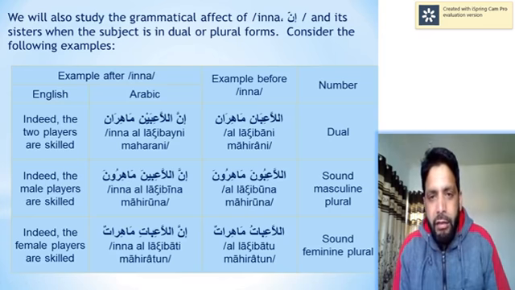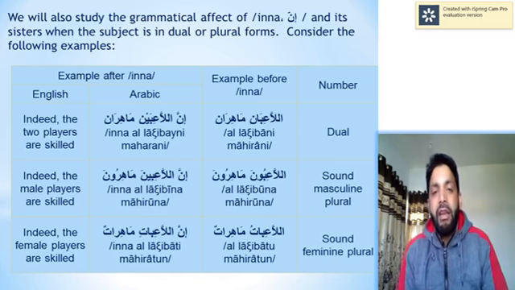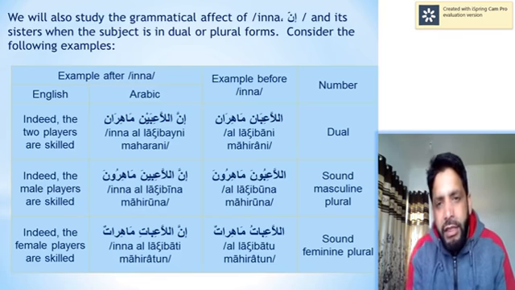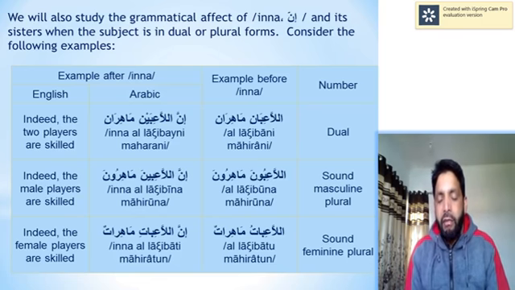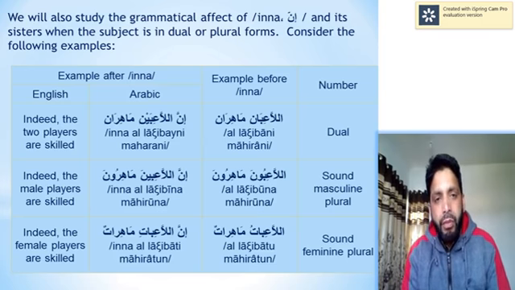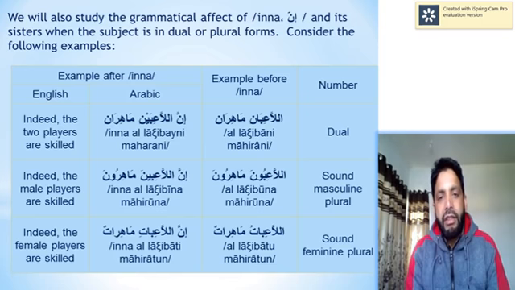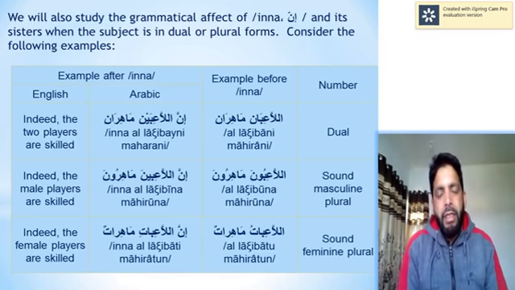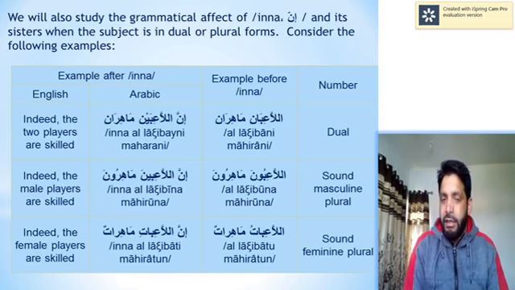You see, first we will take musanna. Musanna means dual. We have a sentence here. Al-la'ibani mahiran. Al-la'ib means player. Its musanna, its dual, is al-la'iban. And mahiran is its khabar, predicate. When I say al-la'ibani mahirani, two players are skilled. Mahiran means skilled.